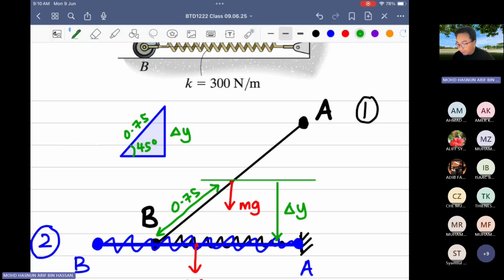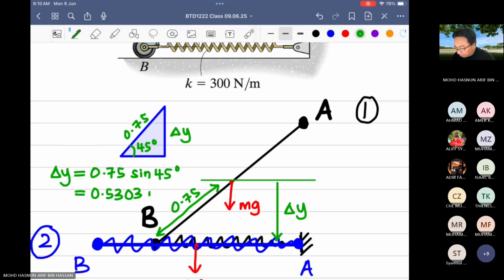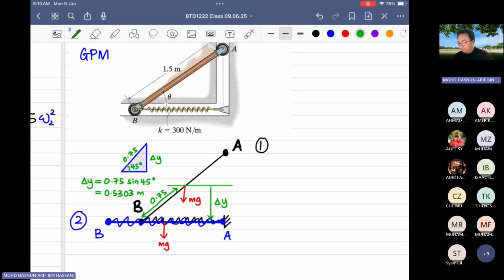Sine. Sine, yes. So delta y is basically 0.75 multiplied by sine of 45 degrees. So therefore, you will get delta y equal to 0.5303 meter. This is the value of delta y, right?